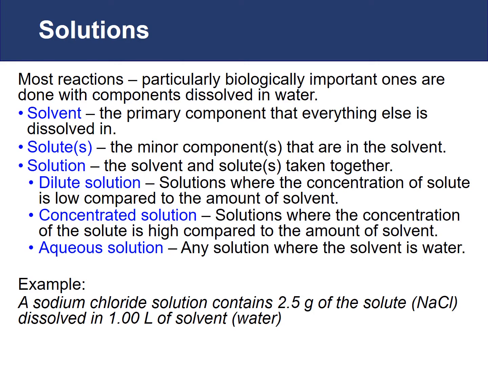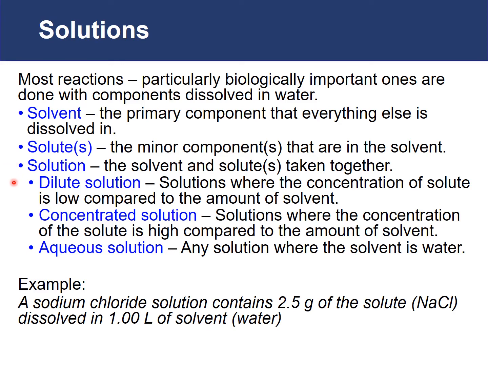Some of the terms that we will be using to describe concentrations and this dissolution of components are solvent. A solvent is the primary component that everything else is dissolved in. So in this example, that would be water. Solute or solutes are the minor components that are dissolved in the solvent. Solution refers to the combination of both the solvent and the solute taken together.